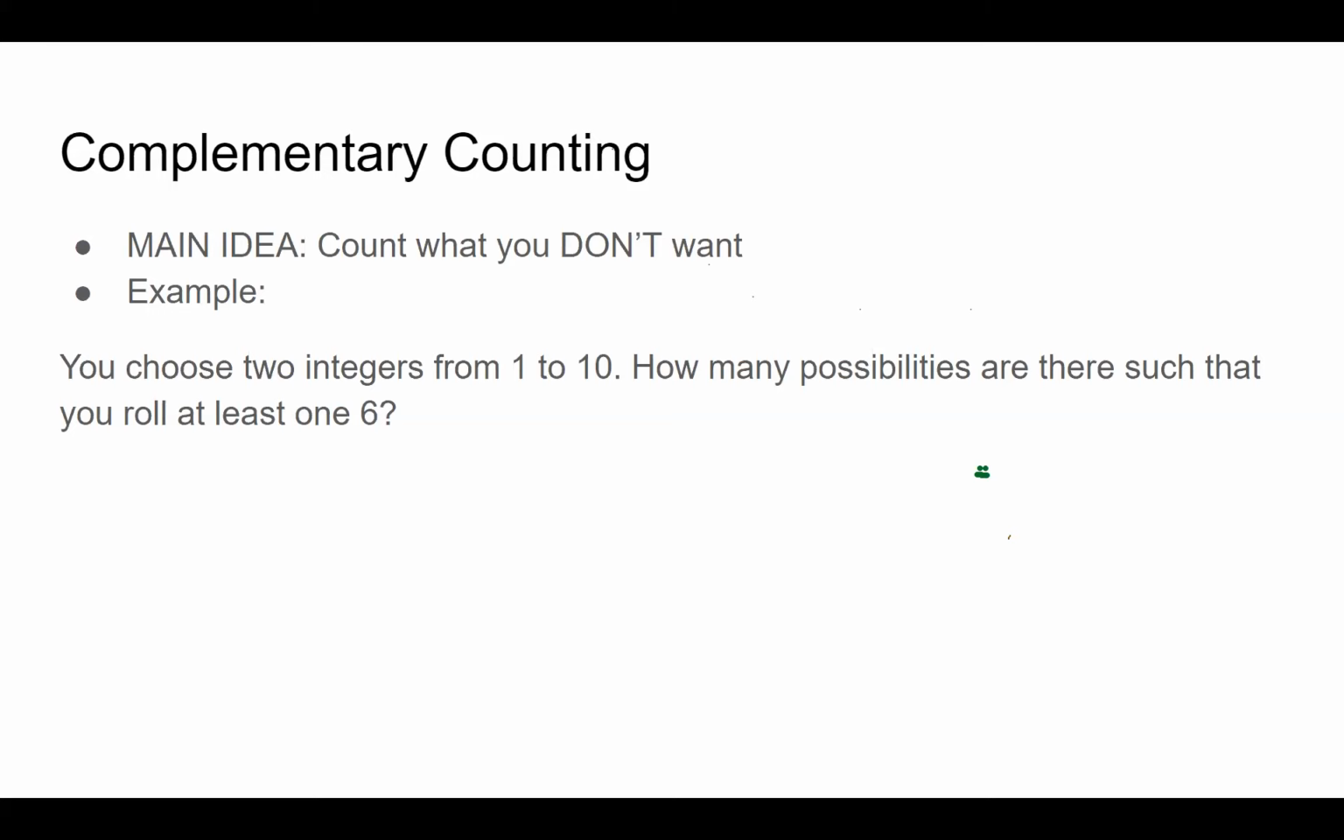Yeah, Aiden, that's correct. That's the main idea in this problem. So what's the probability that you don't choose any 6s? Wait, notice that this is 1 to 10. This is not rolling. You choose. Oh, also you choose them with replacement, so you can choose the same number twice.